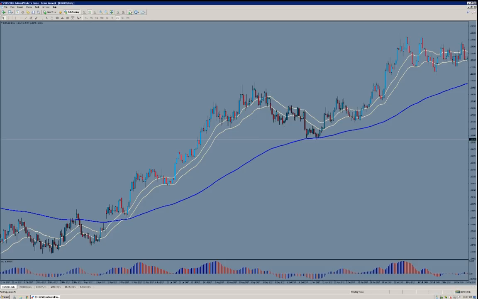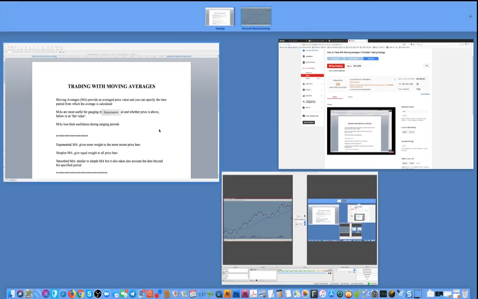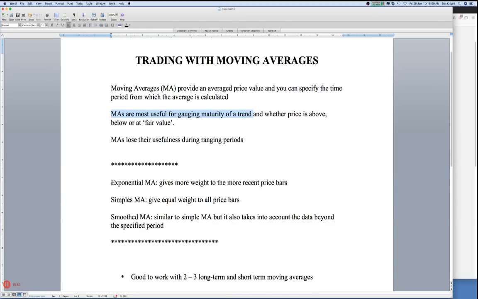So let's quickly mention the different kinds of moving averages that there are. In your settings menu, you will notice that it will ask you whether you want it to be exponential, simple, like here, or smooth. And there isn't too much difference between them. The main difference is that the exponential setting gives more weight to the more recent price bars, whereas the simple moving average gives equal weight to all price bars within the period that you've selected.